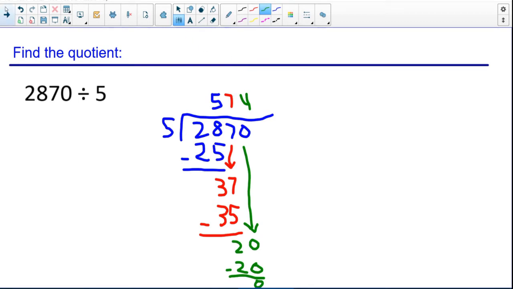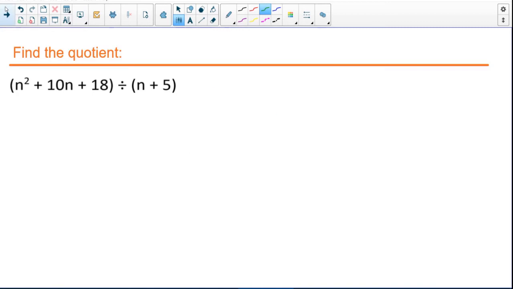So I go over that because when we look at an example here in algebra where I'm finding the quotient, it's really just the same steps. So I would start by just writing this. I'm dividing n plus 5 out of this polynomial.